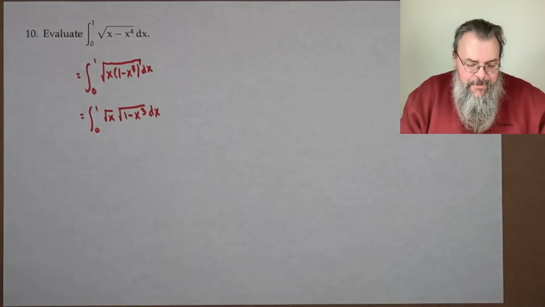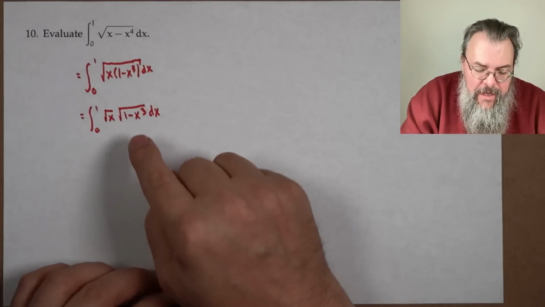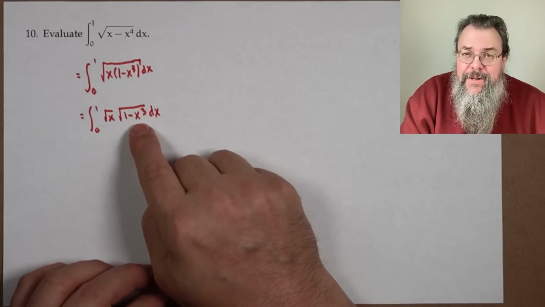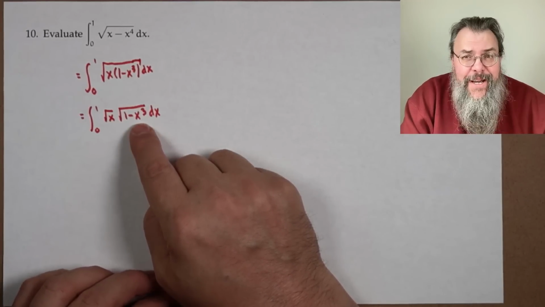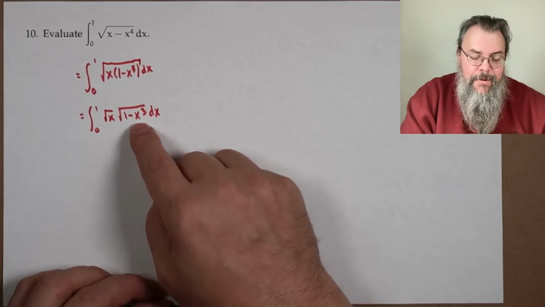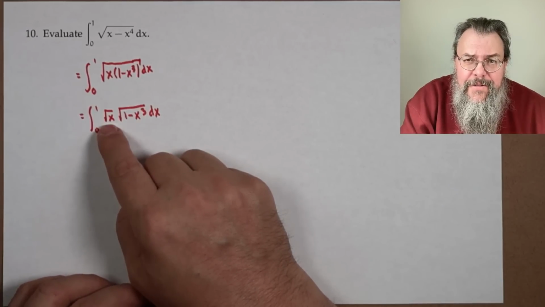All right, now what kind of substitution can we make? Well, we can say, now separated, 1 minus x cubed. That might be a good substitution. Well, what's the derivative of 1 minus x cubed? 3x squared. Do you have a 3x squared outside? No. Okay, well, what about square root of x? Well, what's the derivative of square root of x? 1 over square root of x.